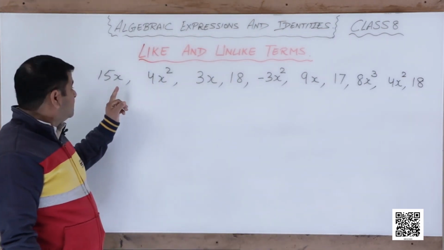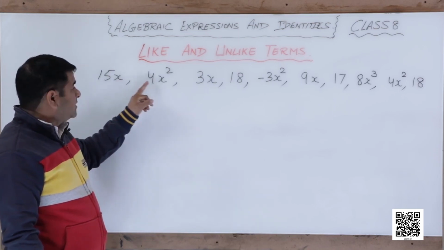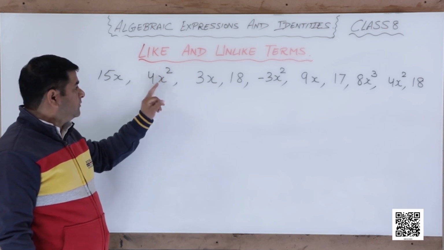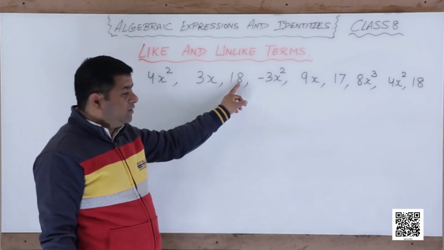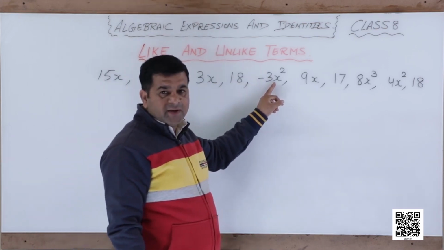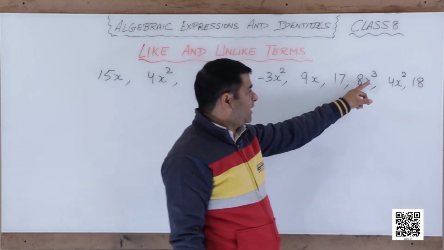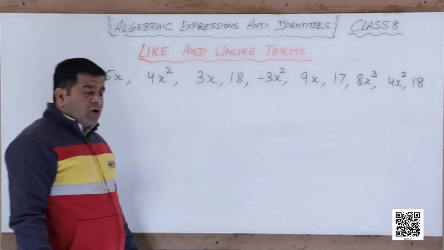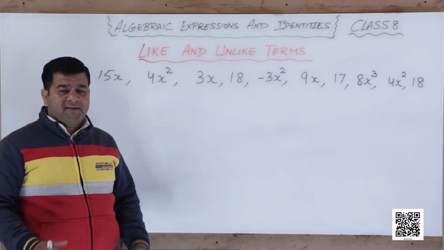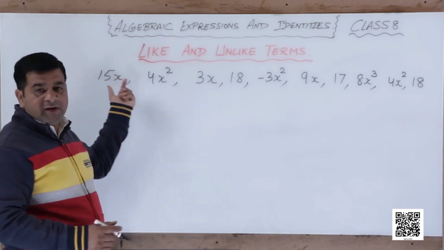There are few terms which have the variable x. This has the variable x square. This has x. It has no variable. It has the variable x square. Here it is x, no variable, x cube, x square, and no variable. Now out of these, let's segregate them, separate them on the basis of these variables.